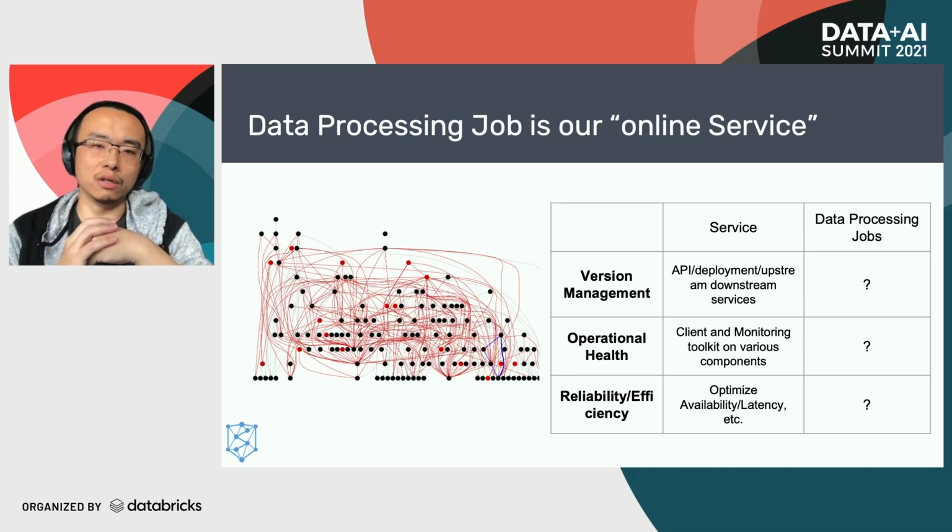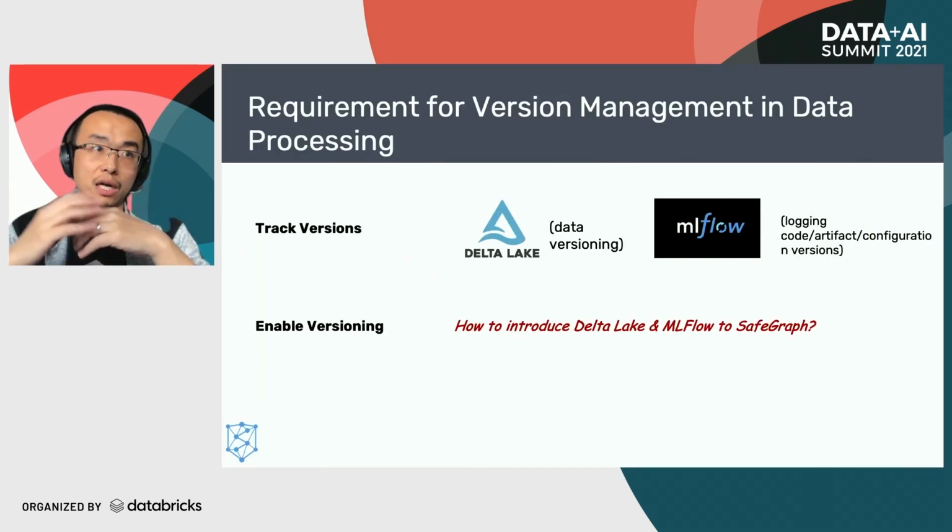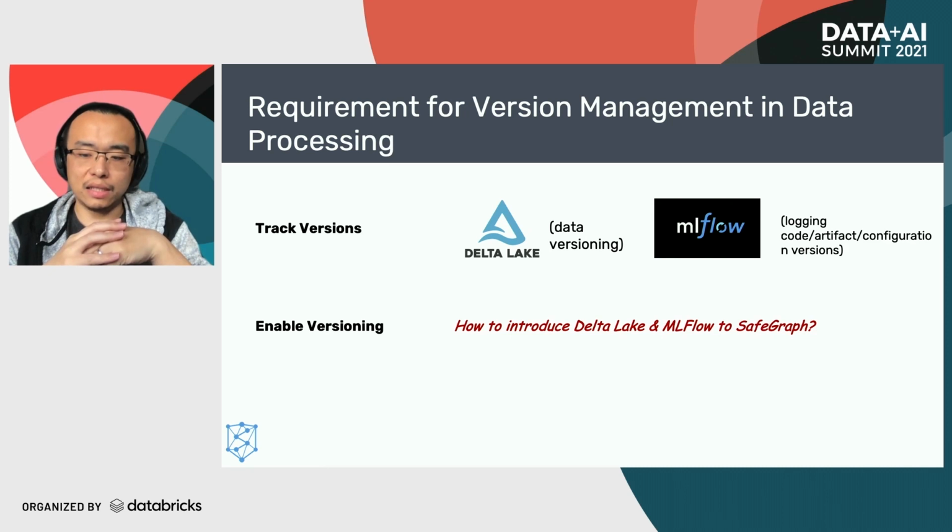So let's start with version management. In version management, we need to focus on the version of data, the input and output data, the Spark pipeline code, and the configuration. In the last few years, there have been a lot of tools helping us track the versions of data. For example, you can write your data in a data lake format, and then you can do time travel over different versions. It's very convenient. You can also leverage MLflow to log the code version, artifact version, and configuration version. Combining everything together makes it very easy to track that my Spark application read version 1, wrote version 3, and what version of the jar I used.